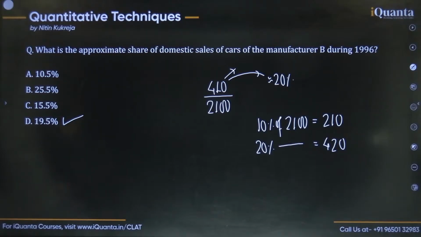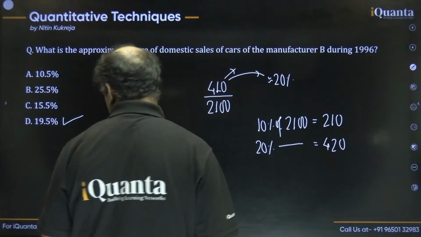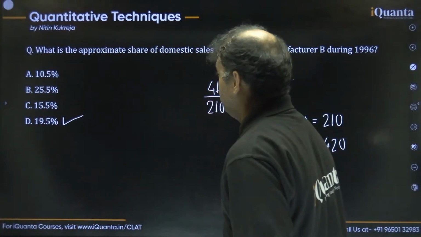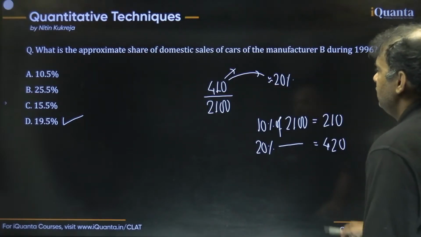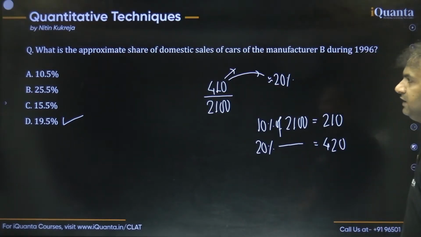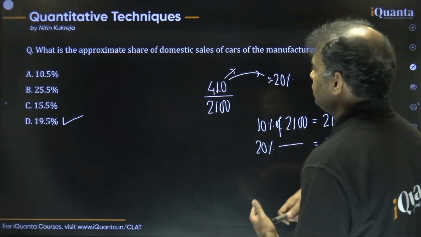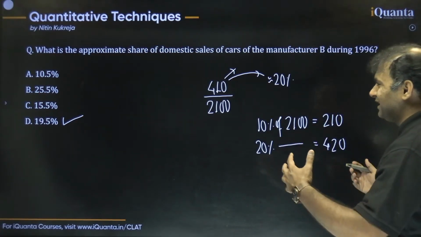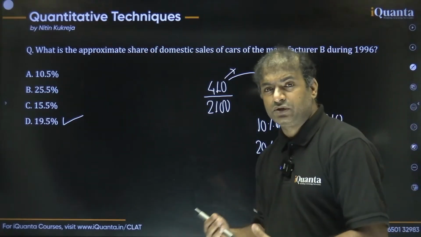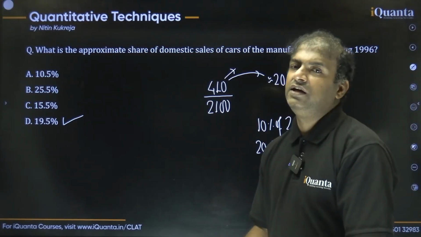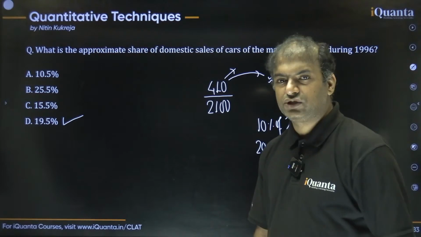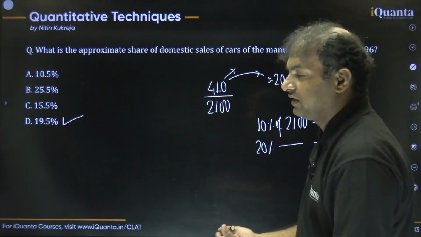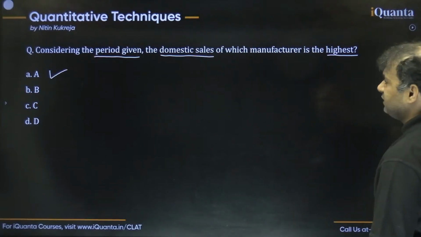Okay, Hans. See, I hope you understood the question. The question says, what is the approximate share of the domestic sales of cars of the manufacturer B during 1996? Means in 1996, we have to find the percentage share of manufacturer B. We have to find the percentage share of the sales of the manufacturer B out of the total sales of 1996.